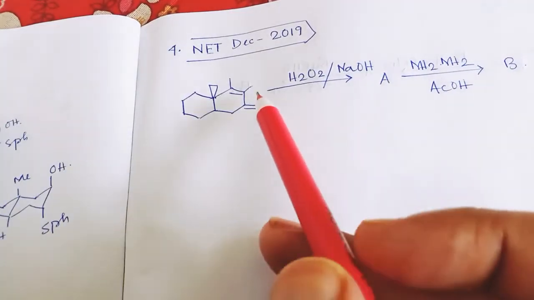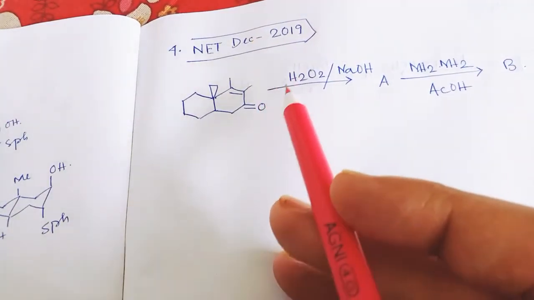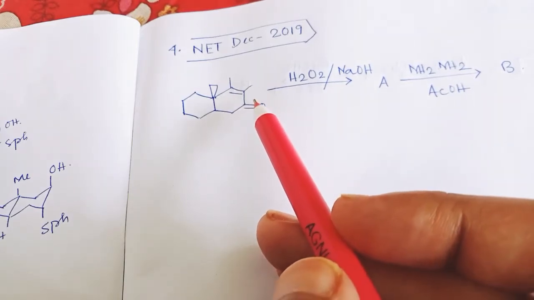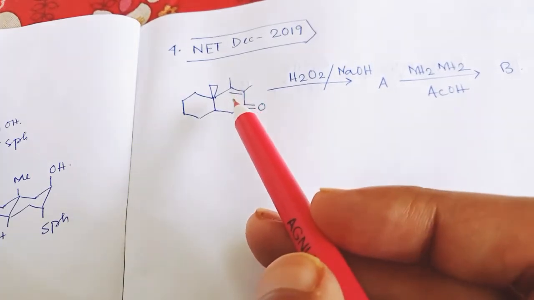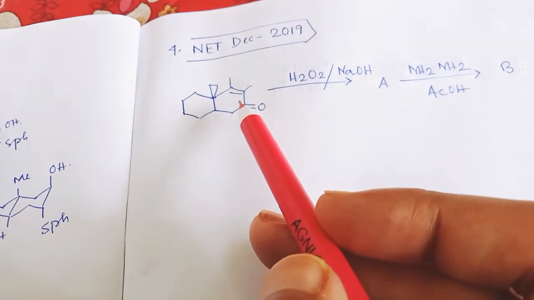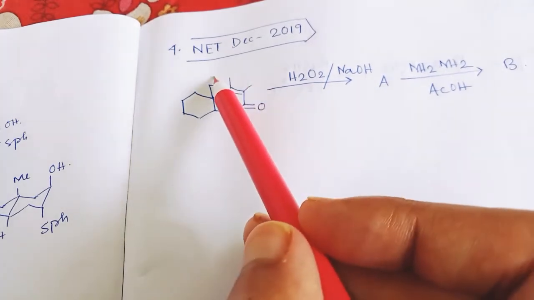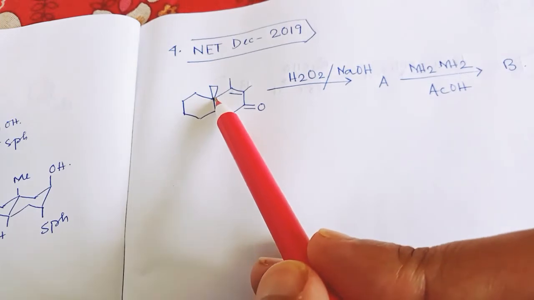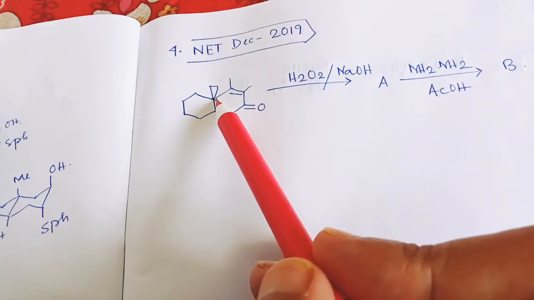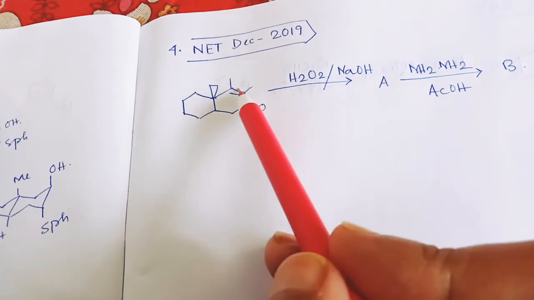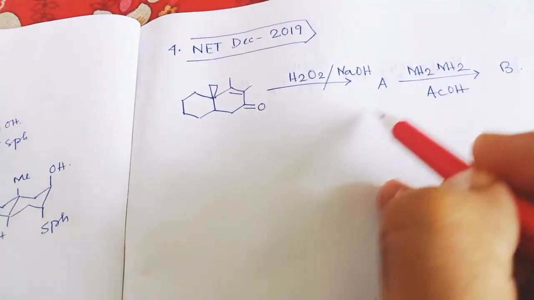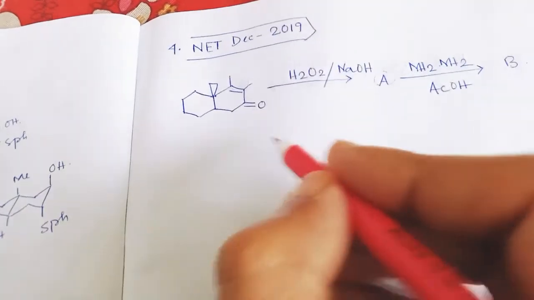Next, coming to another question from December 2019. First, we have to make the epoxide. Where will the epoxide form, above or below? See, there is one group above. So basically, to avoid the steric hindrance, the epoxide will form from the below position. You can predict this easily. I am not giving the exact mechanism. So 8A will be like this.